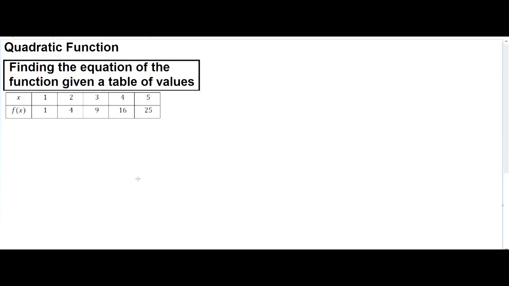Now today we're going to discuss all about quadratic function, specifically finding the equation of the function given a table of values. Now first thing to remember when answering this one, huwag kayo nalilito kapag may table of values, baka kasi nasanay kayo sa x tsaka y. F of x is also equal to y.